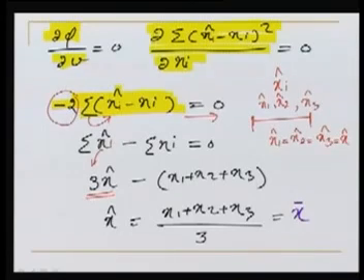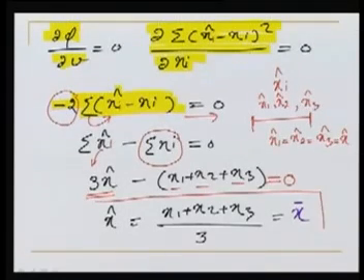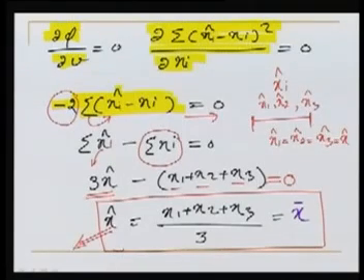This minus, look at this, sigma xi is the sum of all the observations. So x1 plus x2 plus x3, and that's equal to 0. Well, from here we can write that x hat, which is the estimate of this line from least square, is x1 plus x2 plus x3 divided by 3, and the same is also the arithmetic mean.